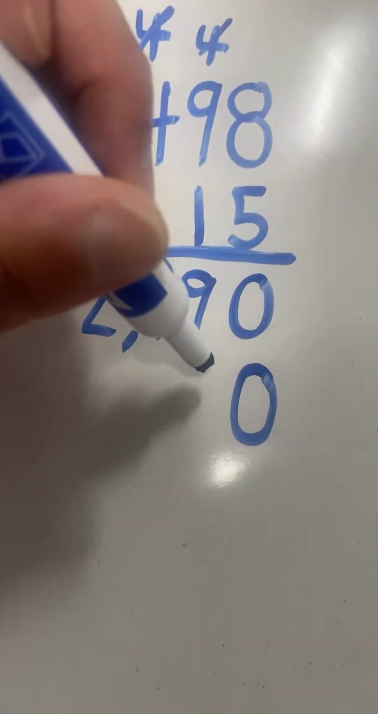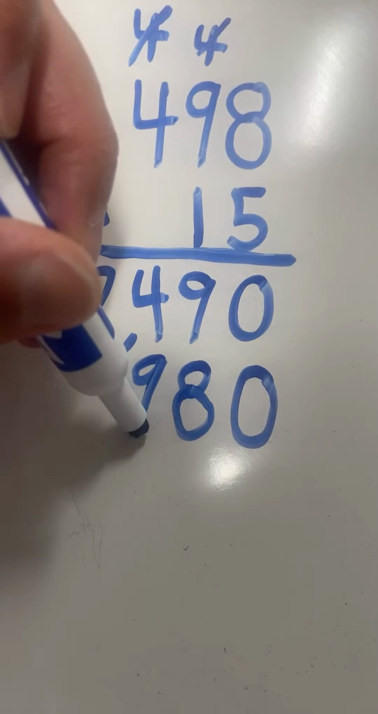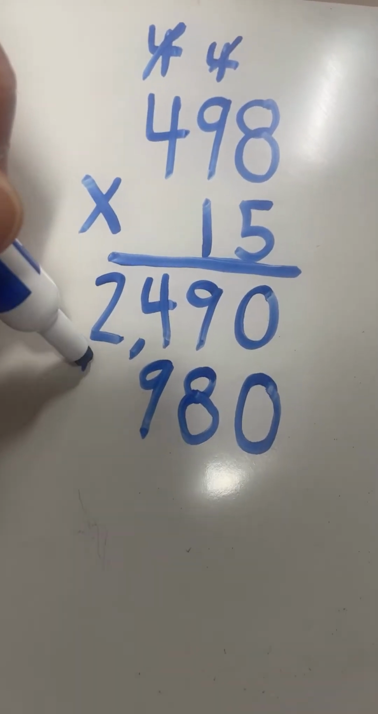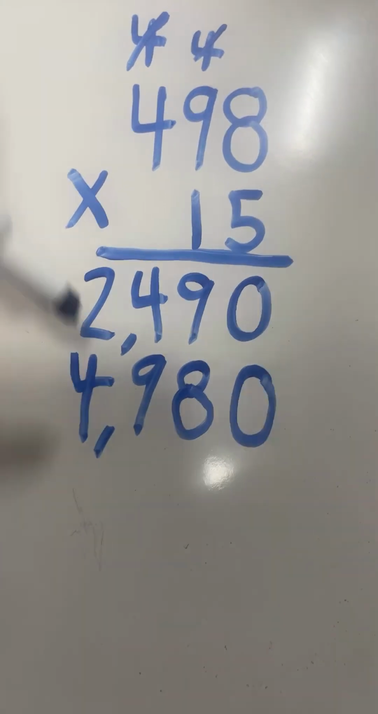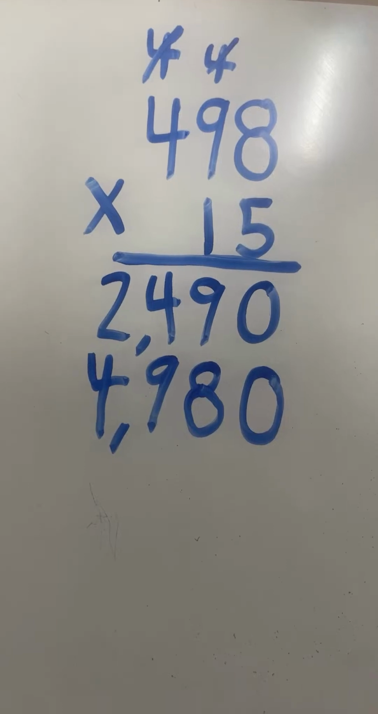8 times 1 equals 8. 9 times 1 equals 9. 4 times 1 equals 4. Now, there's a reason that we did not need to regroup for any of those numbers.